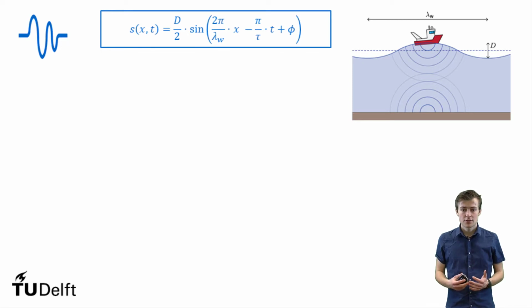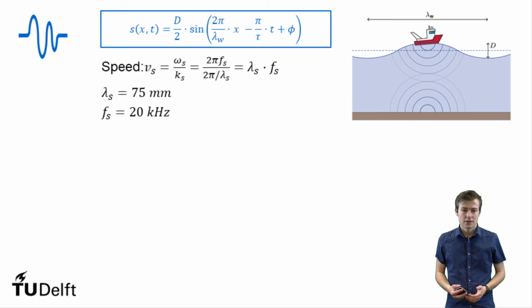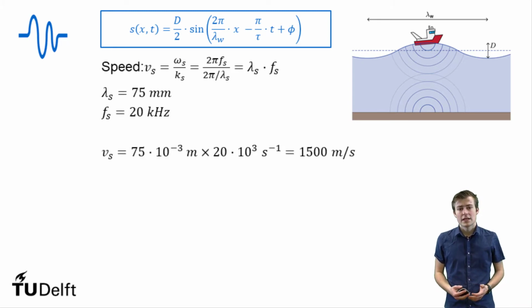So now we want to measure the depth of the ocean, and we can do this by sending sound signals into the ocean and seeing when they come back. In the lecture I was told that the speed of the wave is omega divided by k, and it was shown that you can derive that it is 2 pi times f divided by 2 pi divided by lambda, and this is lambda times f. It was given that lambda and f for sound are 75 millimeters and 20 kilohertz, and if we multiply these, we obtain that the speed is 1500 meters per second.